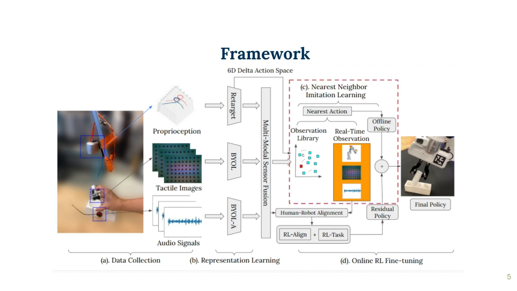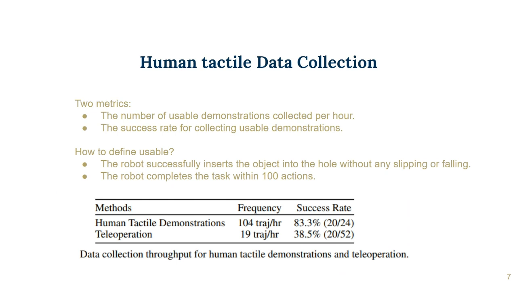Then, we choose the non-parametric nearest neighbor imitation learning. We want to reduce the compounding error from the human demonstrations and deploy it to the real robot. To bridge the embodiment gap between human and robot, we use online reinforcement learning to refine the policy and deploy it to the real robot.